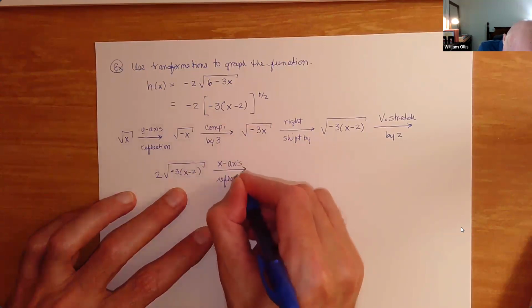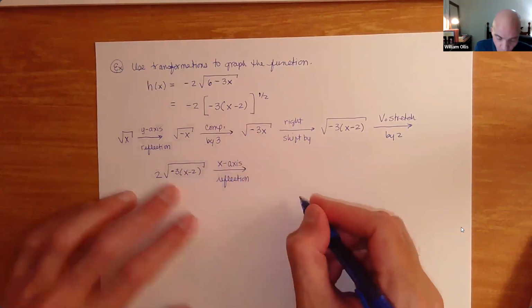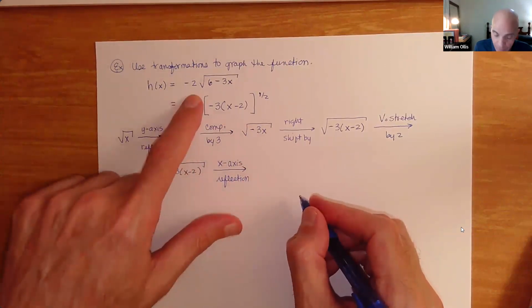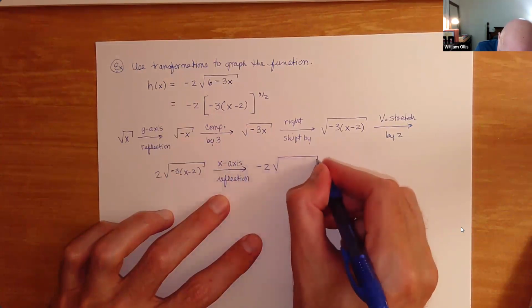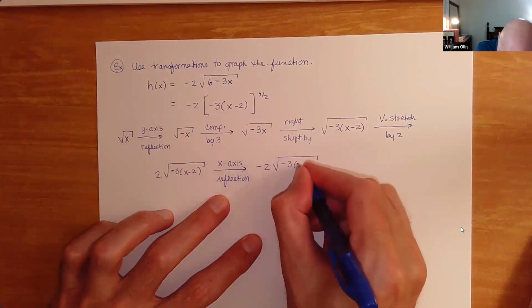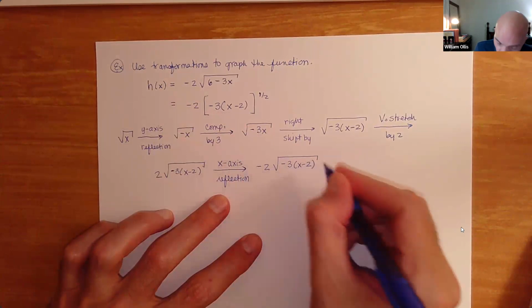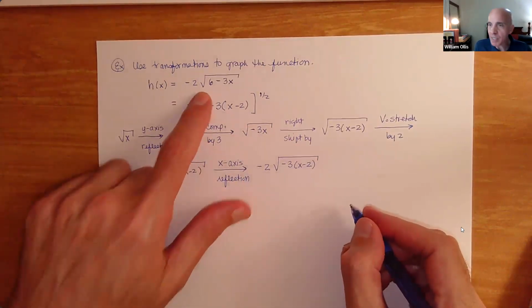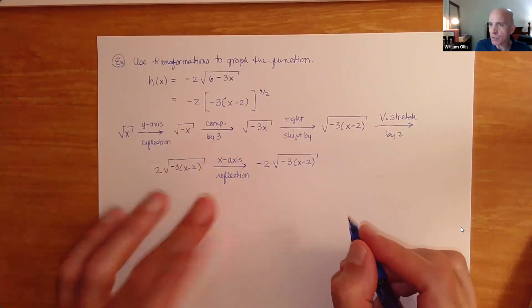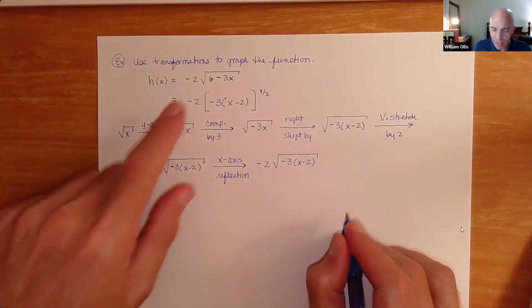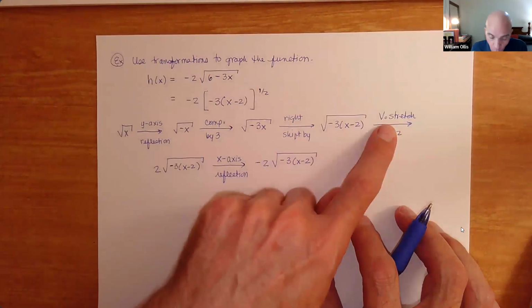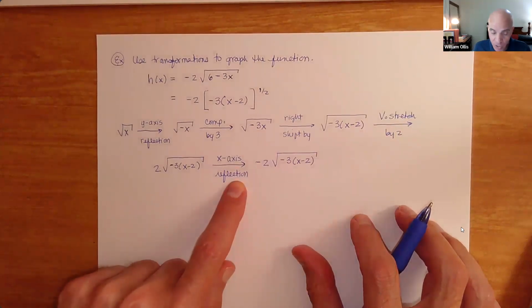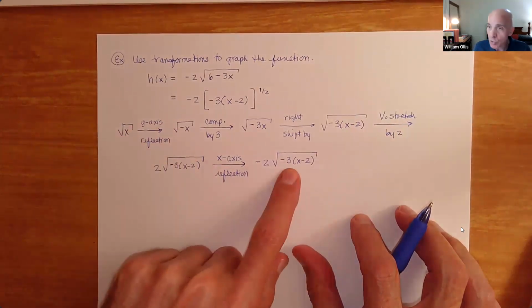The sequence must allow you to transform the parent into the more complicated function. And as long as you accomplish that, your sequence is fine. If your sequence has bad order, then you won't get this function. And then you've created another function, which is not this one. So notice it takes 1, 2, 3, 4, 5 transformations to go from the square root to the h of x.